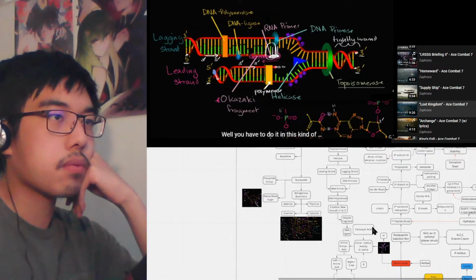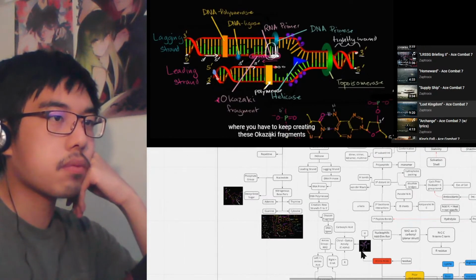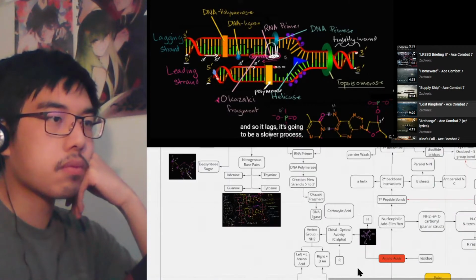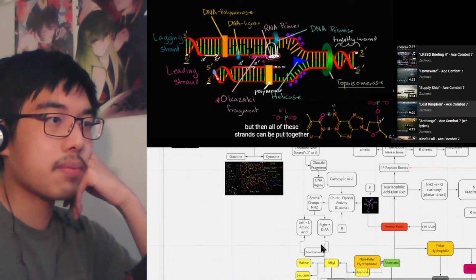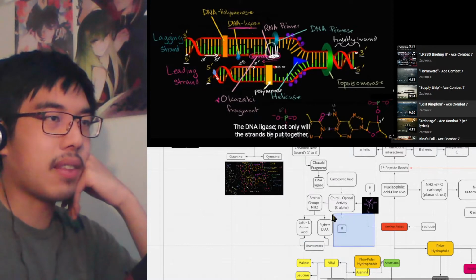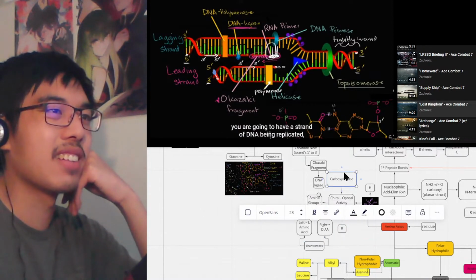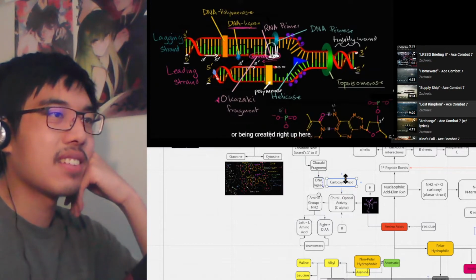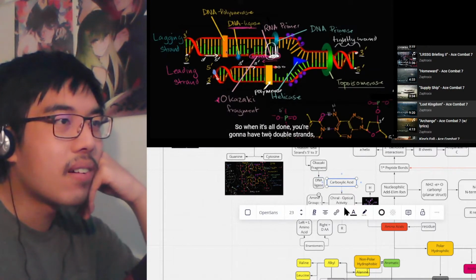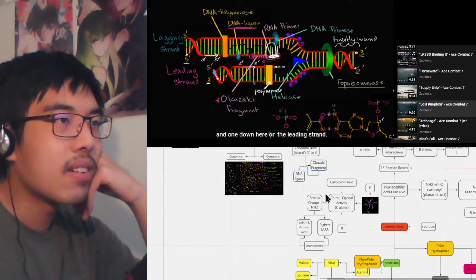So what you have happening here on the lagging strand, why is it called the lagging strand? Well, you have to do it in this kind of suboptimal way, where you have to keep creating these Okazaki fragments as you follow this opening, and so it lags. It feels slower. But then all of these strands can be put together using the DNA ligase. The RNA primers are replaced too. And so when it's all done, you're going to have two double strands, one up here on the lagging strand and one down here on the leading strand.